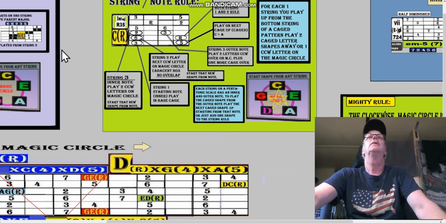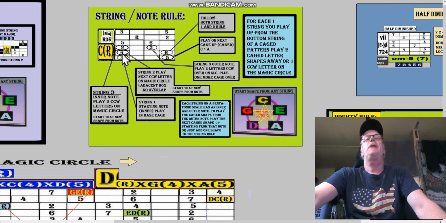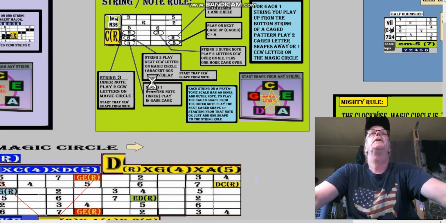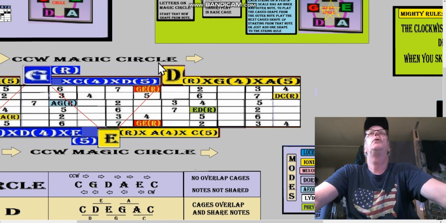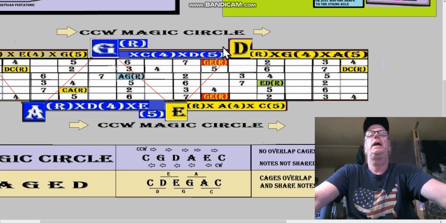Okay, we're back. We have the string rule from the previous chart with all that stuff going on that we were looking at before. But before we get to the string rule, I want to show you an important difference between the magic circle and CAGED.